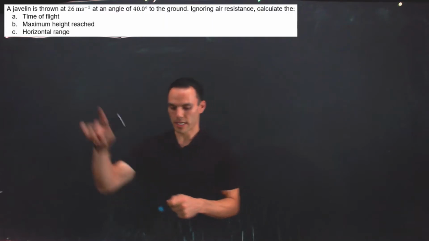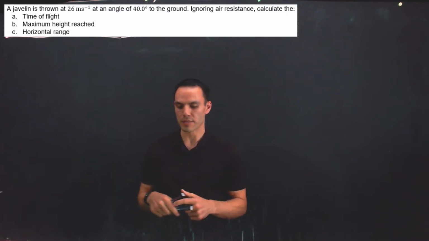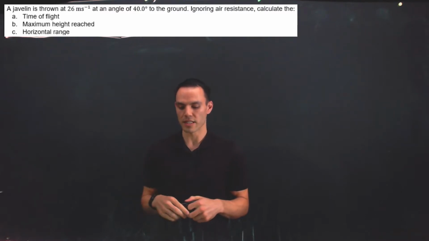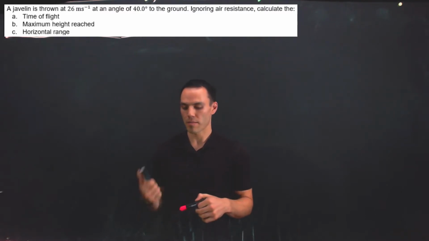Here's our question. It says a javelin is thrown at 26 meters per second at an angle of 40 degrees to the ground. Ignoring air resistance, calculate the time of flight, maximum height reached, and the horizontal range.